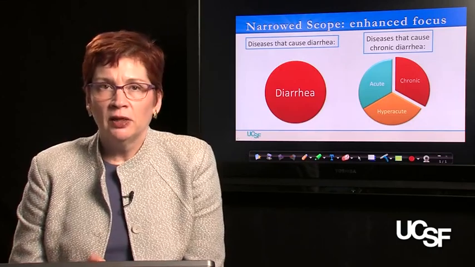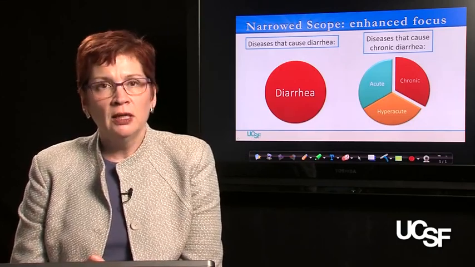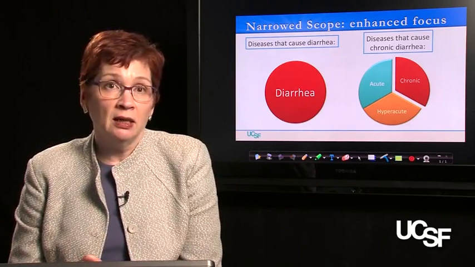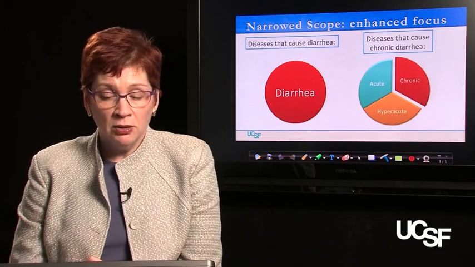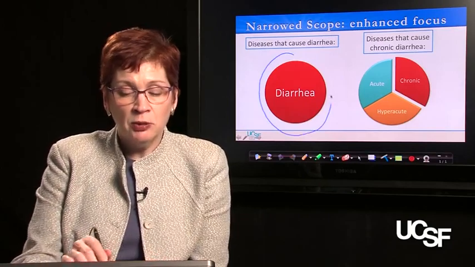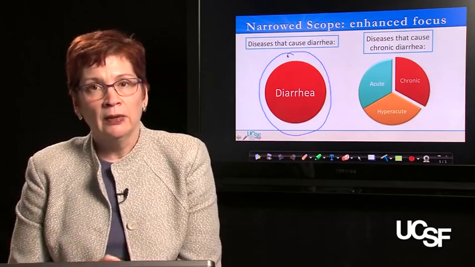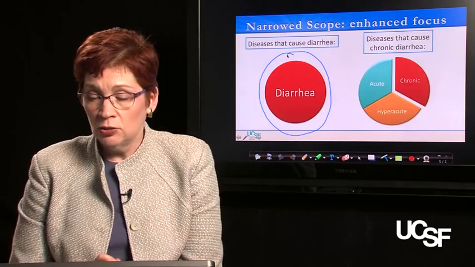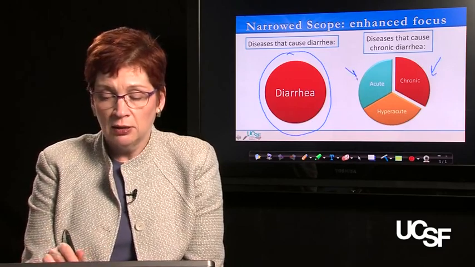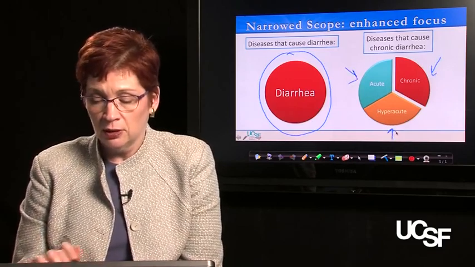This turns out to be very, very helpful. And we talked briefly about that when we used our example of meningitis in the very beginning of this course. But here's another example. If you look at this red circle as the sum total of diseases that cause diarrhea, you can break it down into the types of diseases that cause chronic diarrhea, the types that cause acute, and the types that cause hyperacute.